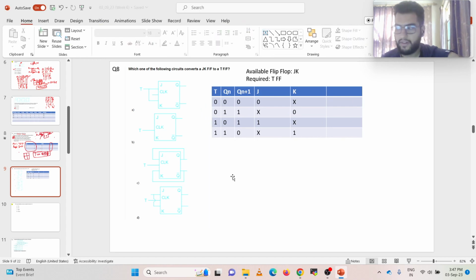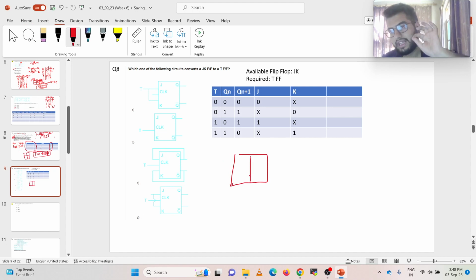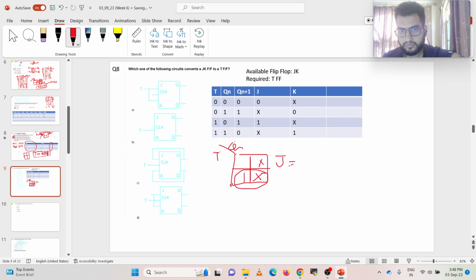Now point number 4, that you have to write the Boolean expression. So we'll take help of K-map. First we have to write the Boolean expression of the available flip-flop. So this is J. Here it is T, and then it is Qn. Which we are writing this for J. So like this, we can construct a pair. So that implies J is equal to T.